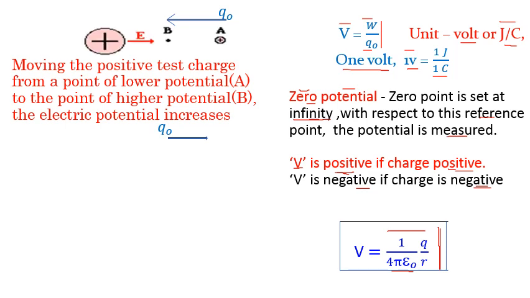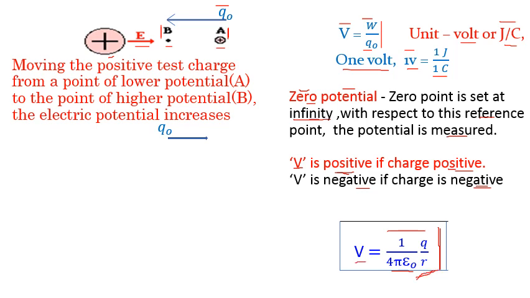Now see, this is the pictorial form. This is a plus charge. Electric intensity is in this direction. These 2 points are shown, point B and point A. And this test charge is at point A. When it is moving from point A to point B, out of these two, which is at lower potential and which is at higher potential? Why and why?